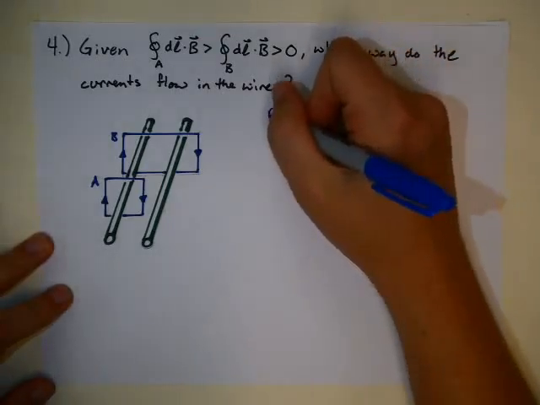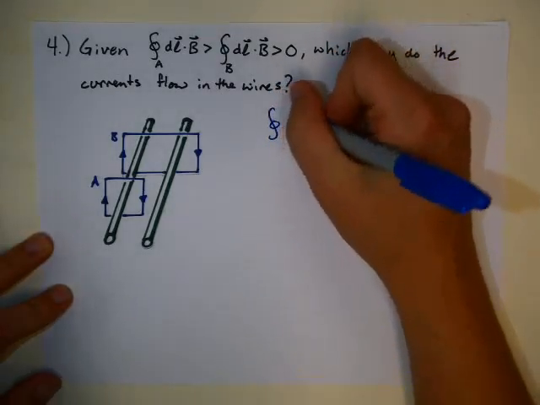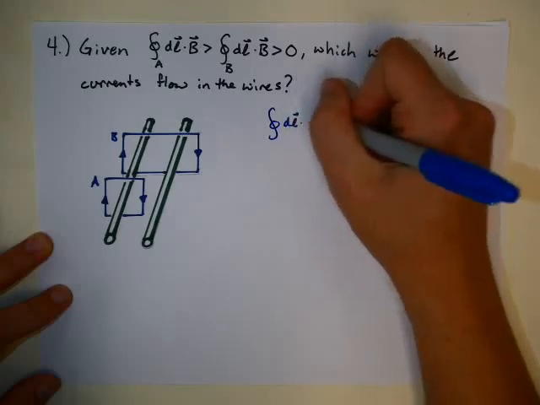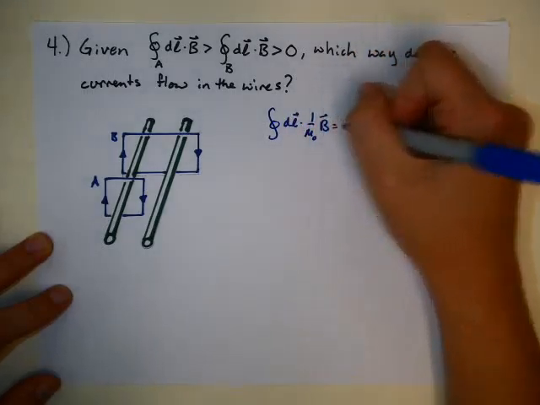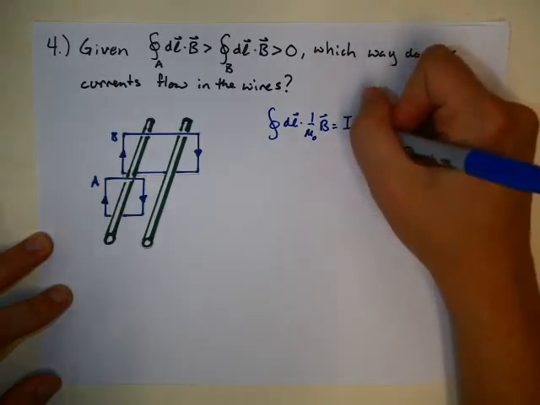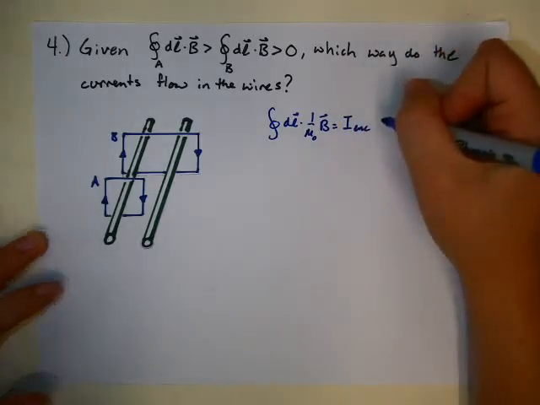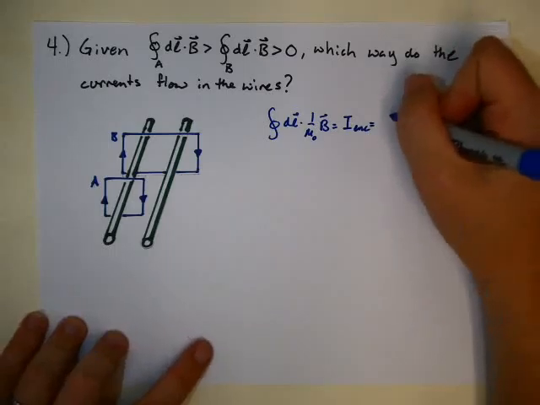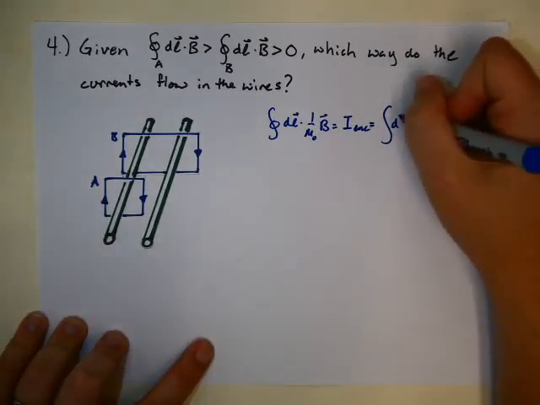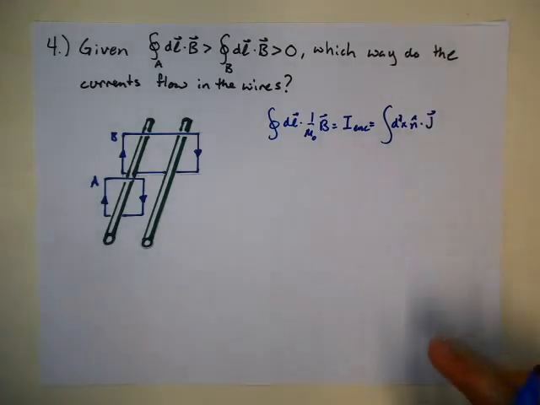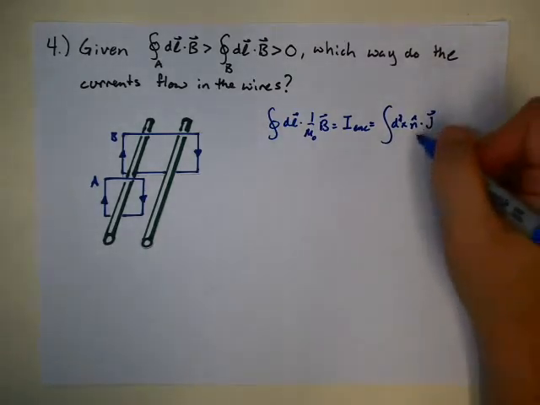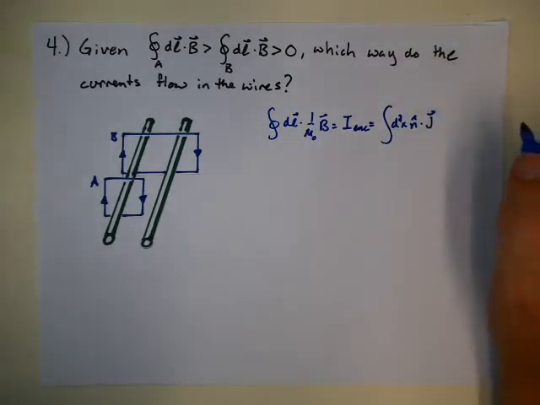law. The integral form of Ampere's law is, in a closed path, dl dot 1 over mu naught B, where mu naught is just a constant, is equal to the current enclosed. But really I'm going to write it in this form: this is d2x n hat dot j, because we need to know the direction of the current, and this n hat dot j tells us what we want to know.